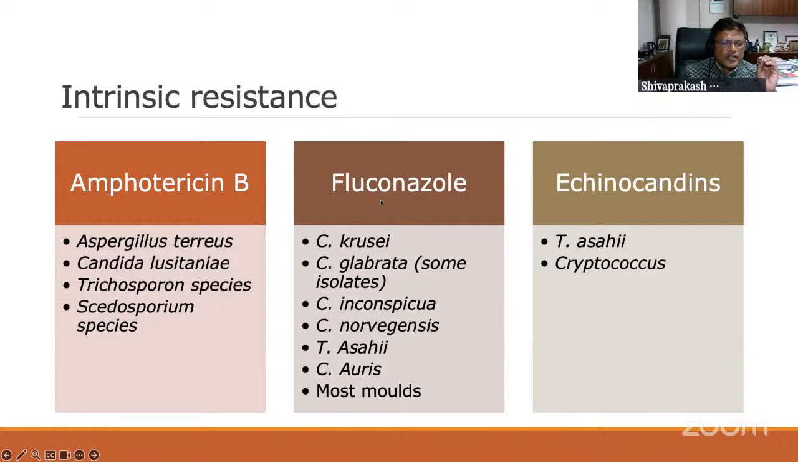And also fluconazole. You know that many of the species, Candida krusei, glabrata, inconspicua, Trichosporon, Candida auris, earlier it was susceptible, but now it is all the molds where fluconazole does not have any action. Molds means, for example, dimorphic fungi and dermatophytes, some dimorphic it may have action, but not major molds like Mucor or Aspergillus, Fusarium, all are resistant to fluconazole. Amphotericin B resistance you can see in Aspergillus terreus, Candida lusitaniae, Trichosporon species, and Scedosporium species.